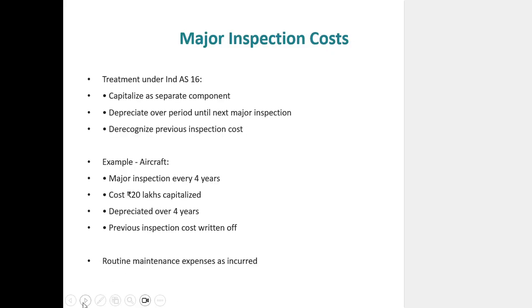Major inspection cost. The treatment under IND AS 16 would be to capitalize it as a separate component, depreciate over the period until the next major inspection, and de-recognize previous inspection costs. Let us take an example of an aircraft. The major inspection is done every 4 years. A cost of 20 lakhs is capitalized and depreciated over 4 years. The previous inspection cost is written off. Routine maintenance expenses should be booked as incurred.